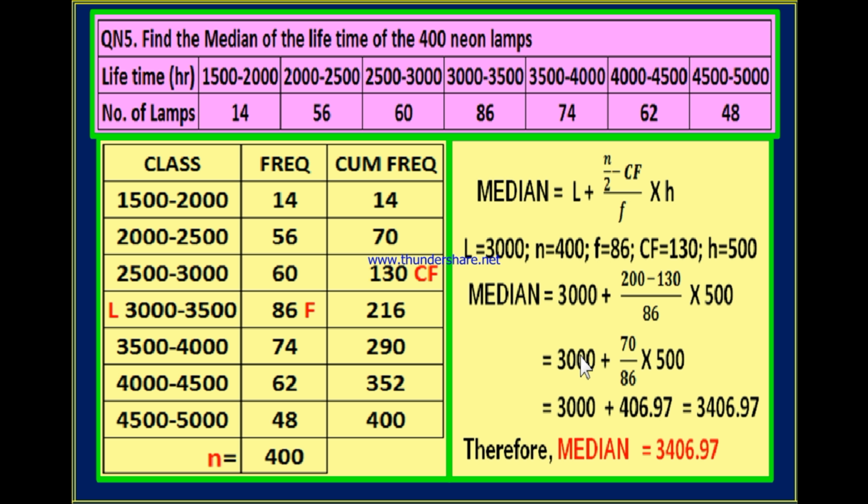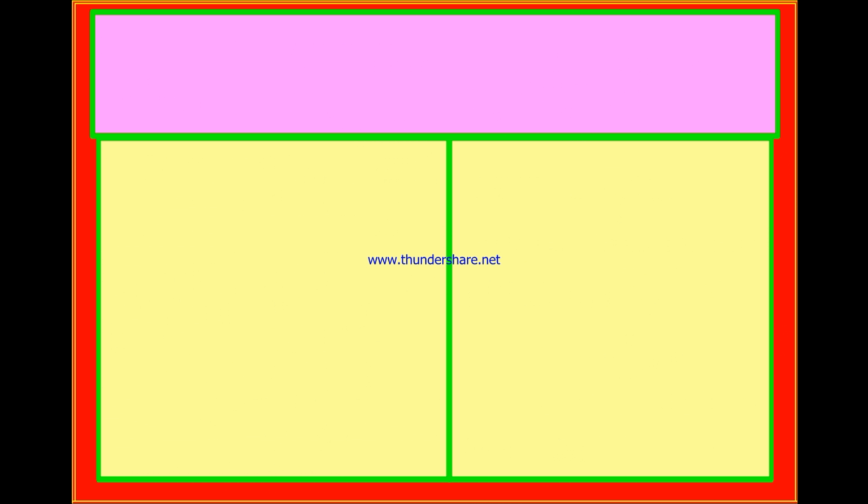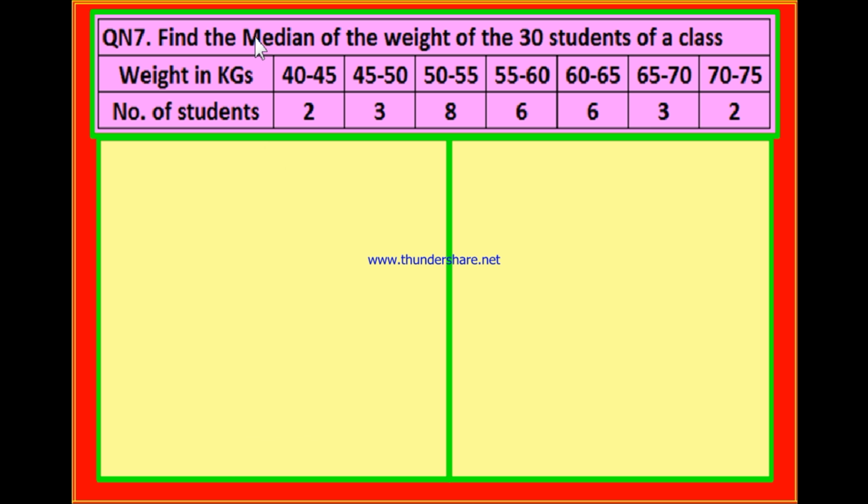Understood? Now let us solve an important question from this exercise. This is question number 7. Find the median of the weight of 30 students of a class. I shall repeat: find the median of the weights of 30 students of a class.